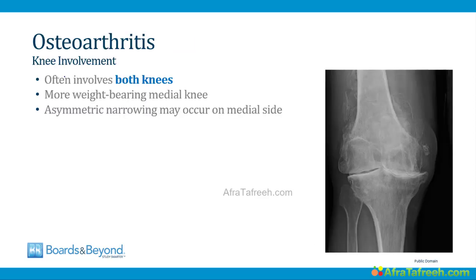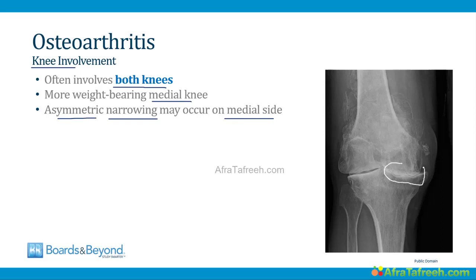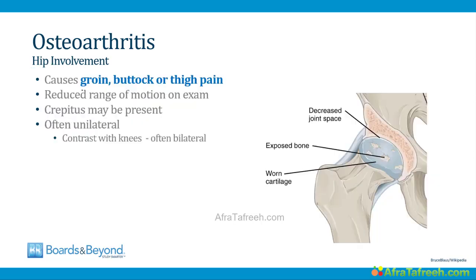Okay, now let's talk about some specific joints that are commonly involved in osteoarthritis, and we'll start by talking about the knees. So osteoarthritis often involves both knees, and that's because these are weight-bearing joints and they tend to both degenerate due to holding up a person's weight. You should also know that there's more weight-bearing on the medial side of the knee joint, so osteoarthritis is often asymmetric with joint space narrowing on the medial side. If you look at this X-ray on the screen, you can see that the joint space on this side is much more narrow compared to that side. That's asymmetric narrowing, a common feature of osteoarthritis of the knee.